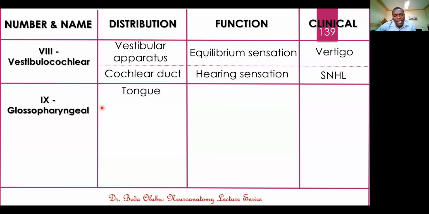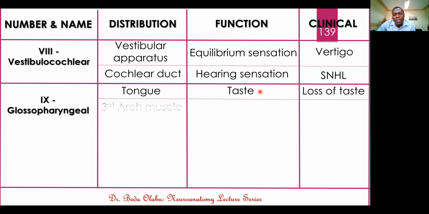Its target at the tongue is particularly the posterior 1/3 of the tongue, targeting the receptors for taste there. And so the glossopharyngeal nerve forms the first order sensory neuron in the pathway of taste that comes from the posterior 1/3 of the tongue. If you injure that, then again you lose taste sensation from the posterior 1/3 of the tongue.